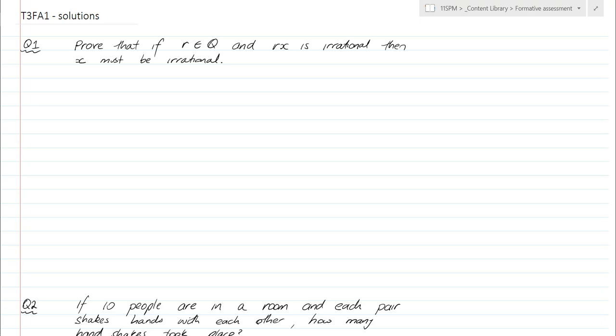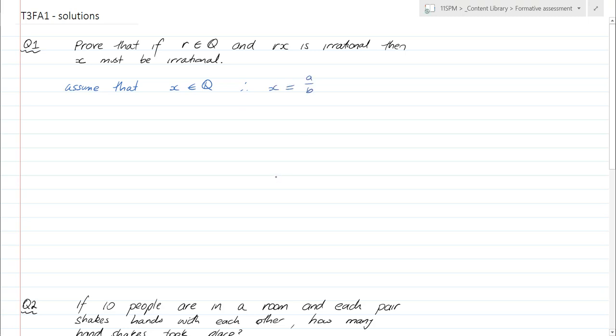Now, there are a couple of ways you can prove this, but I think the easiest by far is the proof by contradiction. That starts by making an assumption that is the negated statement to what we're given. So we're saying, let's assume that X is actually rational. And if X is actually rational, then X is equal to some fraction.